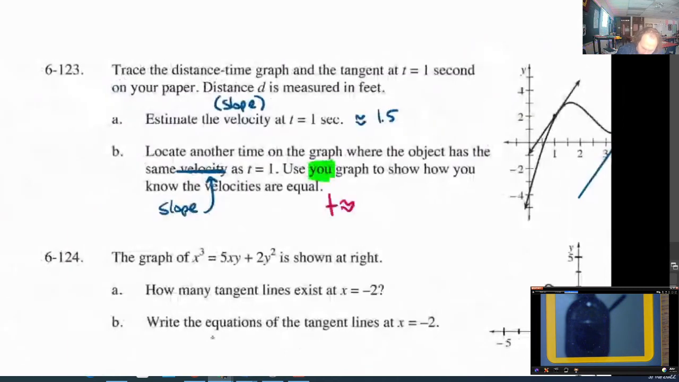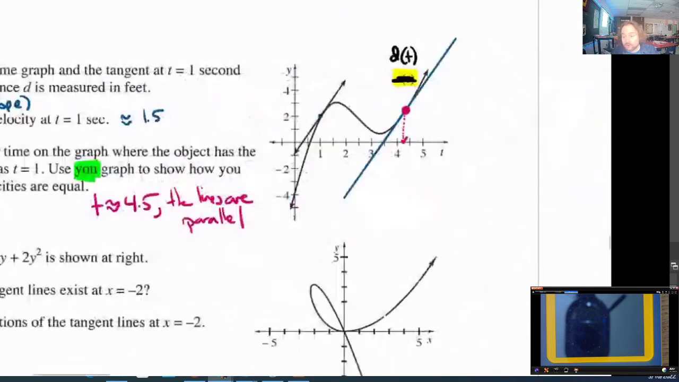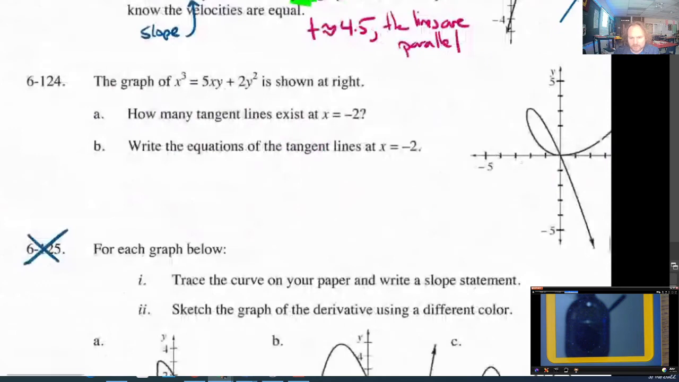I would say 4.5 or so. But the reason why I know is because the lines are parallel. If you think about it, on this distance graph, 2 parallel slope lines are the same velocity at the same time. That's important. Let's talk about probably the most bulky question as part of this homework, 6.124.